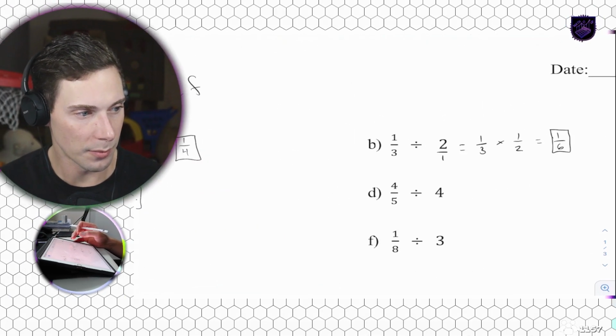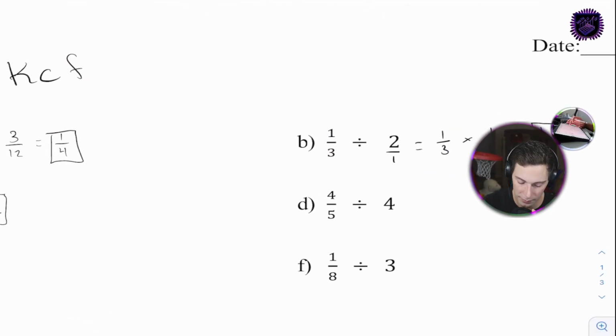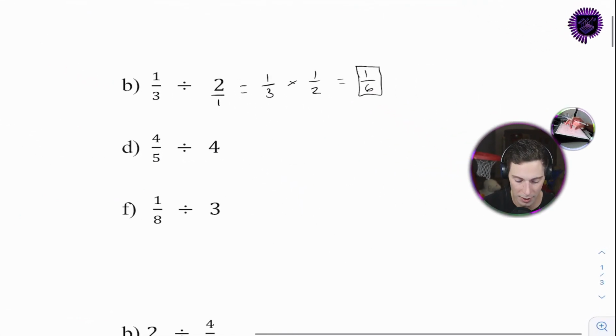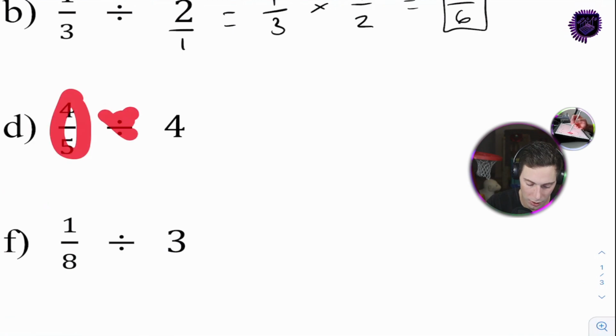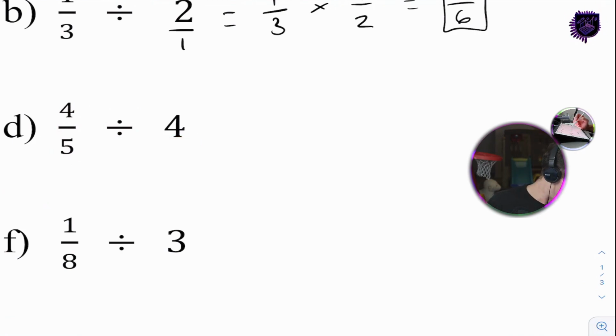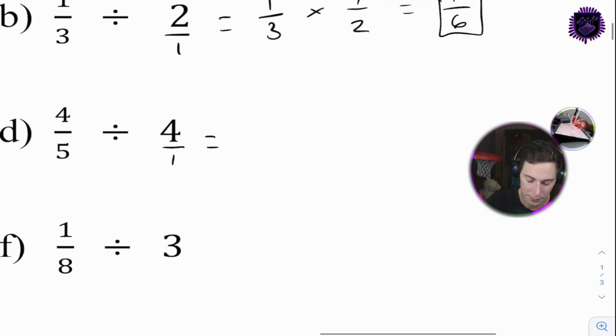Now 1d is going to be a little bit... well, it'll be the same. Same steps. Let's think about it again. We're going to keep it. We're going to change it to multiplication, and we're going to flip this one. It's 4/1. We're changing it to a fraction just to make it more functional to us. It's going to hold some places in our mind. We don't have to memorize what we're doing. Just use the paper.